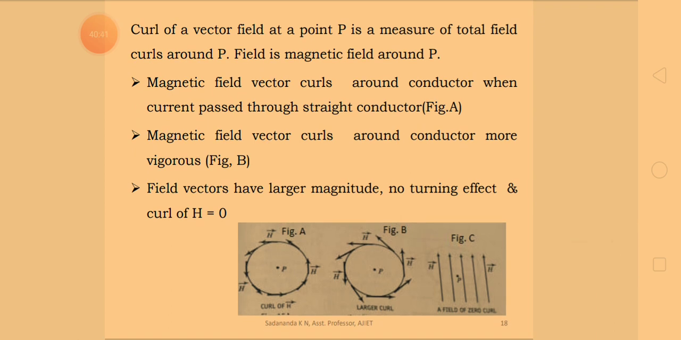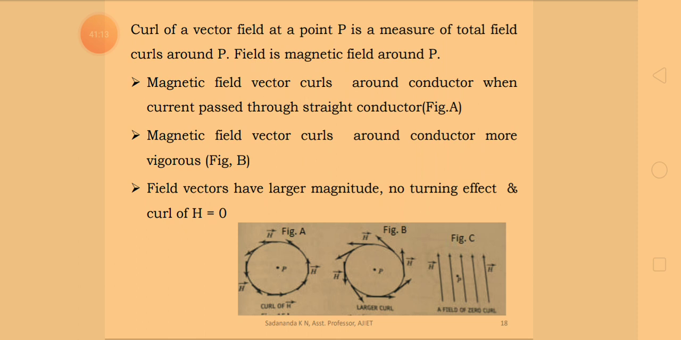Curling of a vector field at a point P is a measure of how the total field curls around that particular point P. That is shown in this slide, in figure A, figure B, figure C. In this figure, the field which we have considered is a magnetic field H. So the curling of a vector in a magnetic field is what we need to understand in this figure.